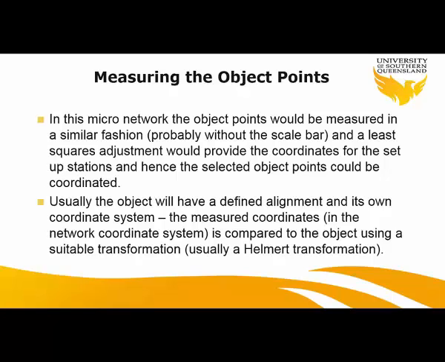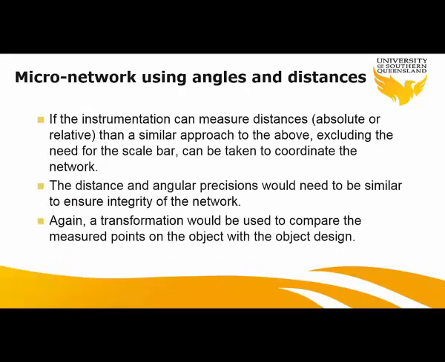And then we use the transformation, which we call the Helmert transformation. You don't need to know about that to compare those coordinates together. The only thing is that the object in this method has its own alignment and coordinate system, so we are using that. It's not like the first one. In the first one we didn't have any alignment or coordinate system for the object.